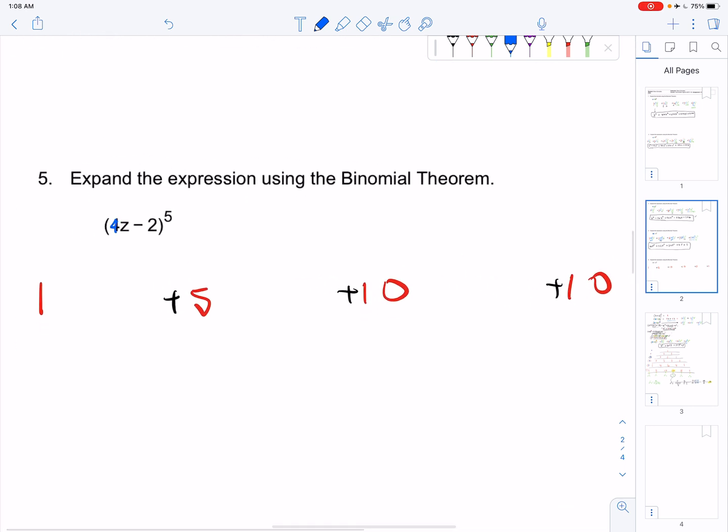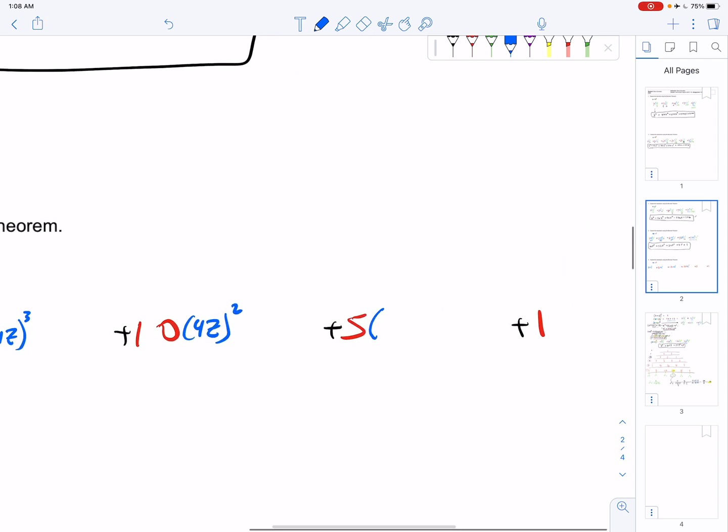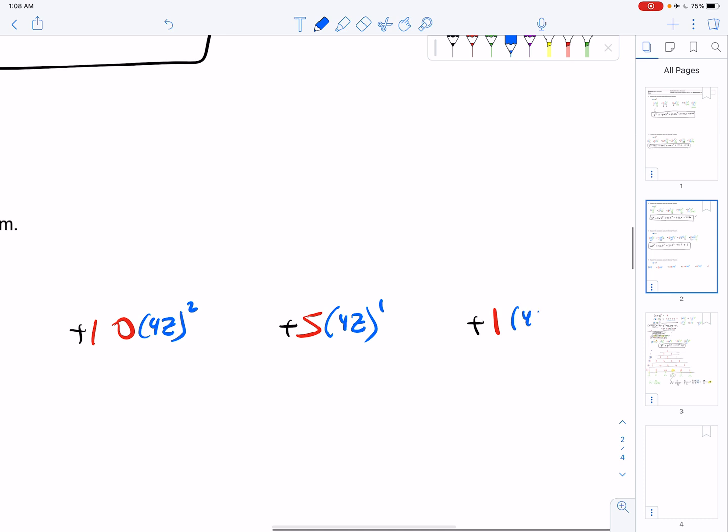I've got a 4z. So this is 4z raised to the 5th power. 4z raised to the 4th power. 4z raised to the 3rd power. 4z raised to the 2nd power. 4z raised to the 1st power. And 4z raised to the 0 power.